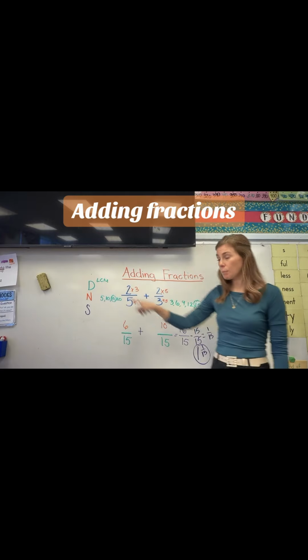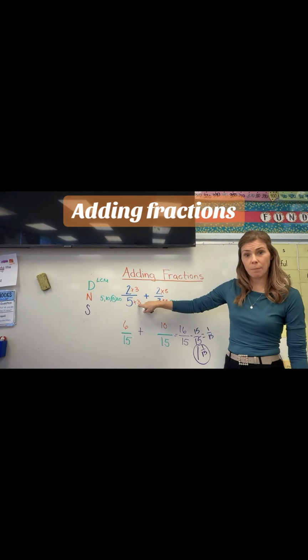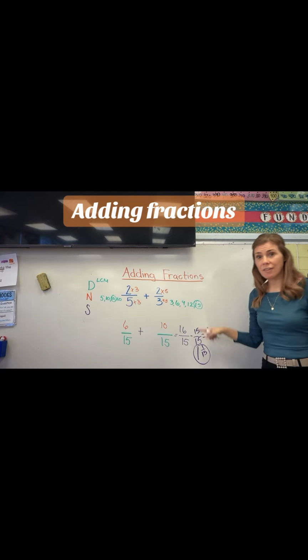Denominator, find the least common multiple. To get to the numerator, whatever you do to the bottom, you have to do to the top. Add it together and then simplify.